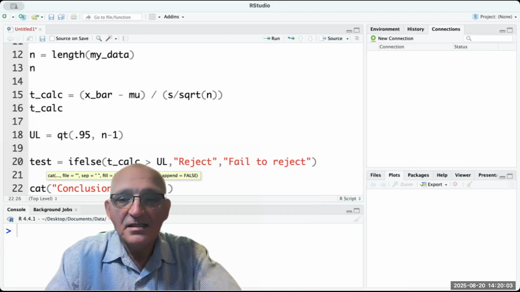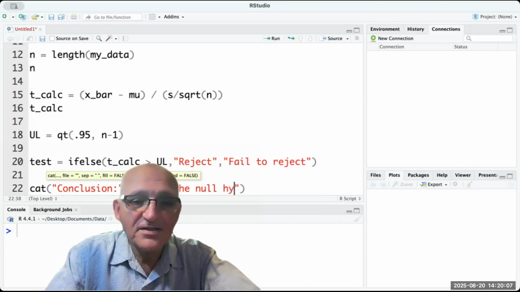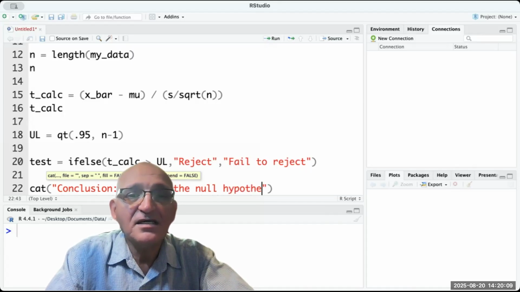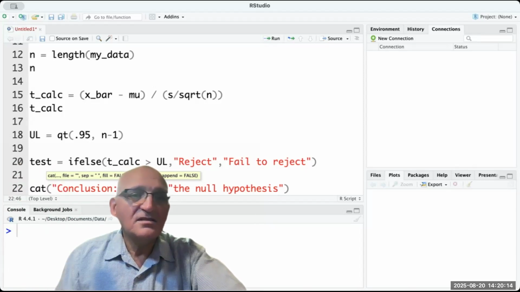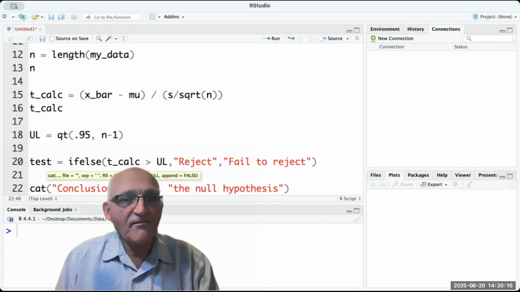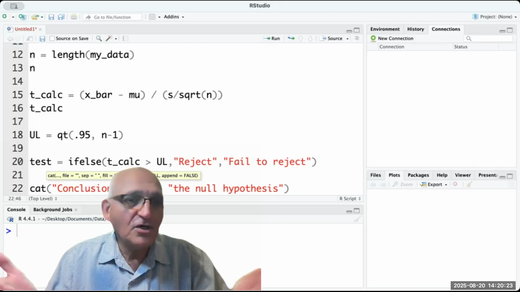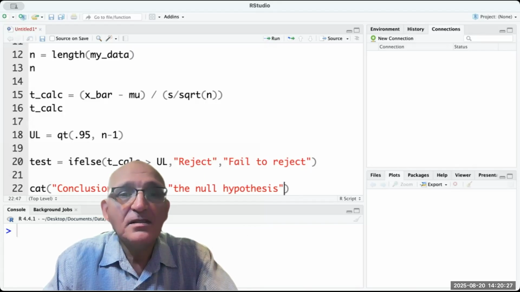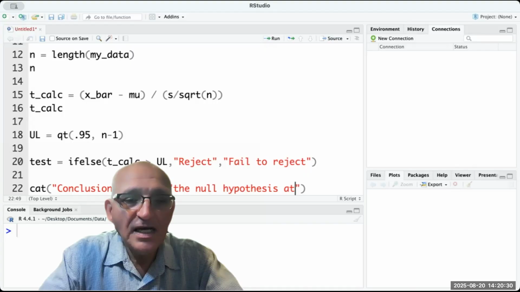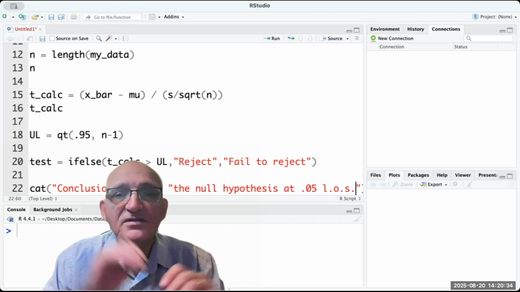So my conclusion is either reject or fail to reject, right? The null hypothesis, and you can keep writing that the contaminants into water is 2.25 microgram per liter, or if you want, right? At 0.05 level of significance. That's it.